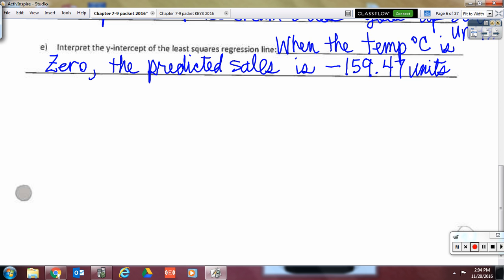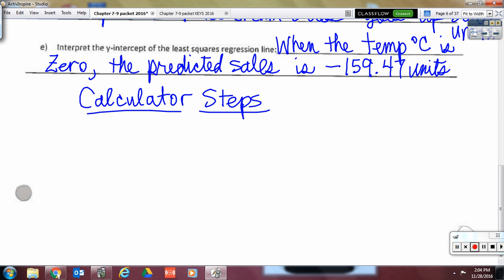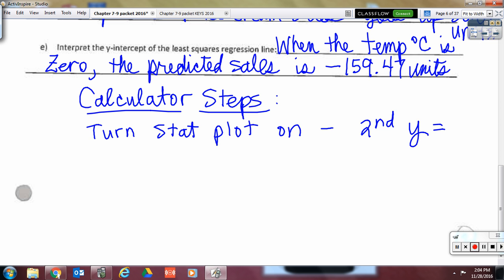Okay, so you ready? I want you to put calculator steps down here at the bottom of your paper so that tomorrow when you do this, you have the steps written out. It's different. So write our calculator steps. First, we need to turn a stat plot on so that we can see the points. And that is done at second y equals. So let's do that now.